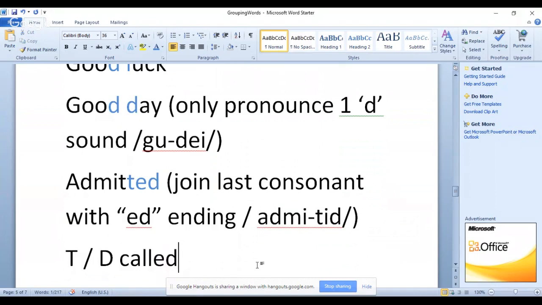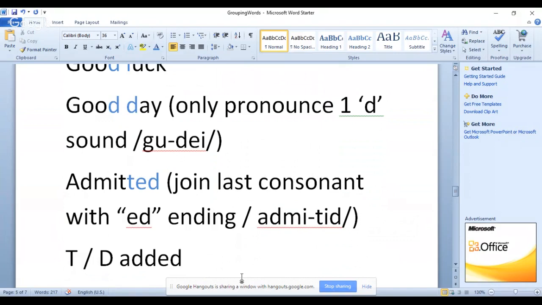There are rules. But the important part is that when we have a T or D ending, for example, why don't you pronounce this word for us? Added. Good. Added, add it. Any questions with this?